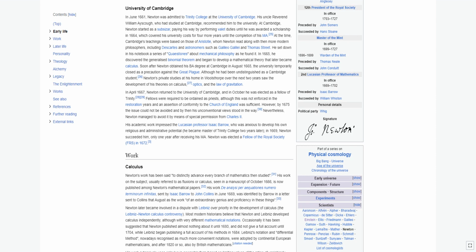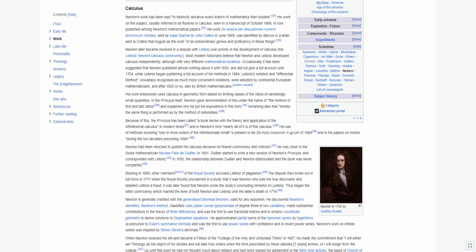His academic work impressed the Laodicean professor Isaac Barrow, who was anxious to develop his own religious and administrative potential. He became Master of Trinity College 2 years later. In 1669, Newton succeeded him, only 1 year after receiving his M.A. Newton was elected a Fellow of the Royal Society, FRS, in 1672.